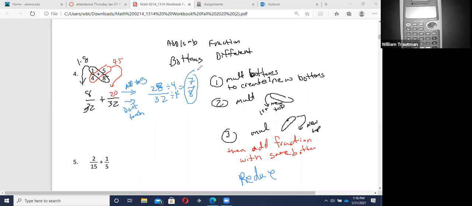And you can try that on your calculator. 1/4 plus 5/8, you should get 7/8.